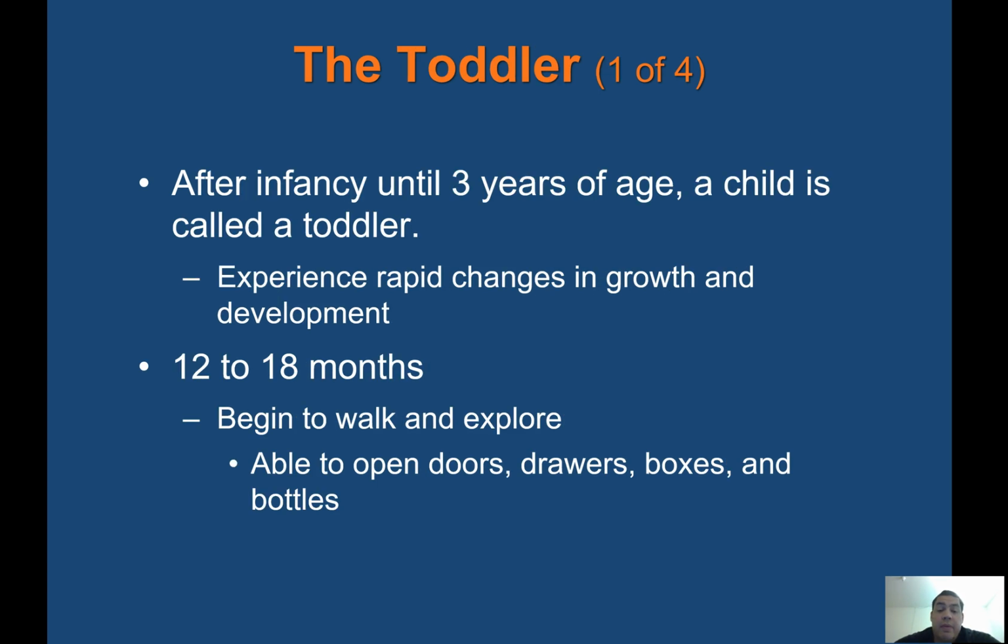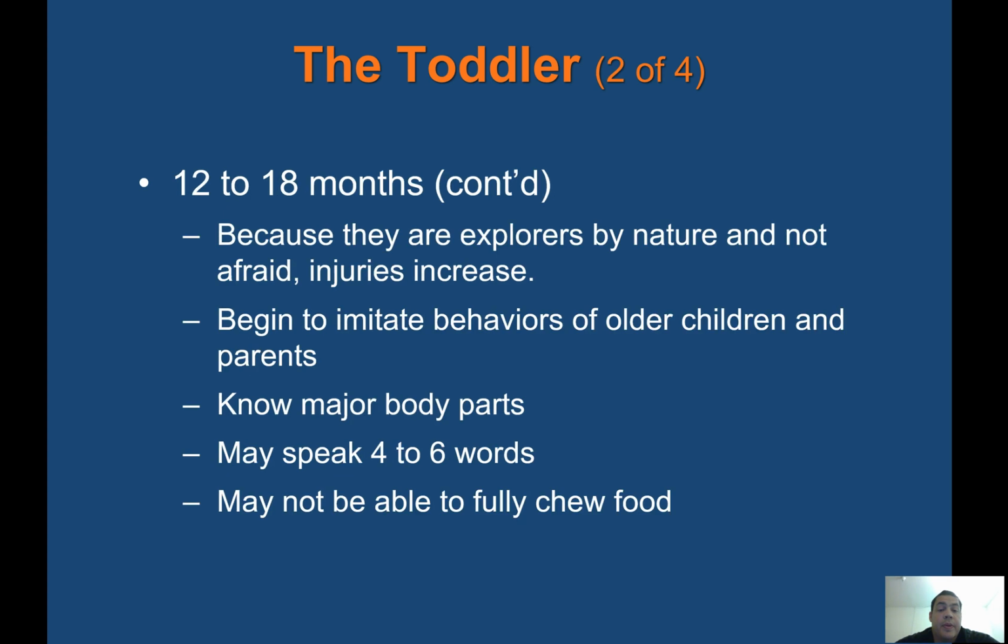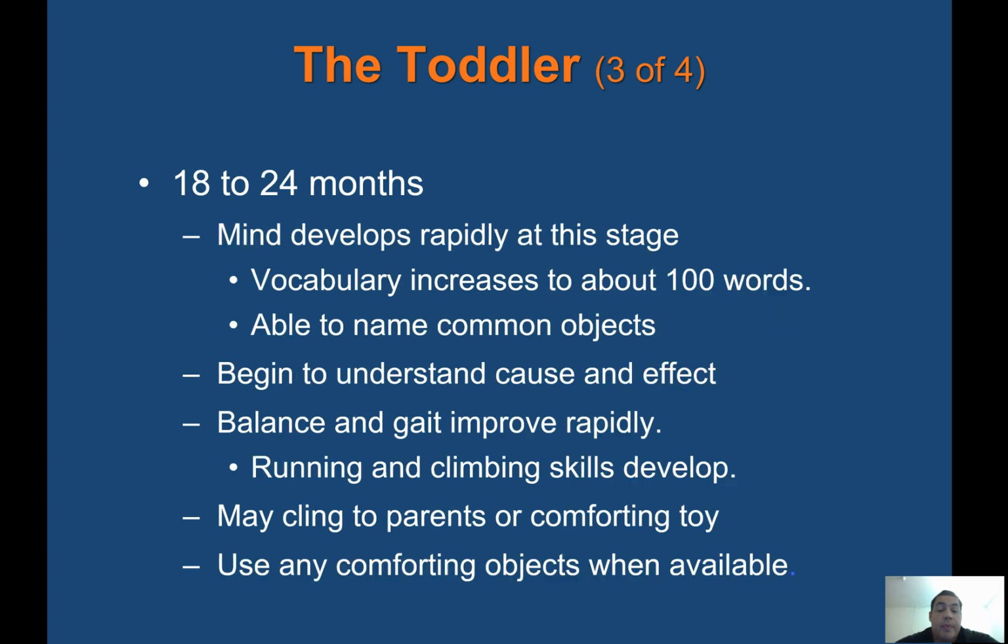The toddler: after infancy until 3 years of age, a child is called a toddler. Experience rapid changes in growth and development. 12 to 18 months, begin to walk and explore. Able to open doors, drawers, boxes, and bottles. Because they are explorers by nature, not afraid, injuries increase. Begin to imitate behaviors of older children and parents. Know major body parts. May speak 4 to 6 words. May not be able to fully chew food.